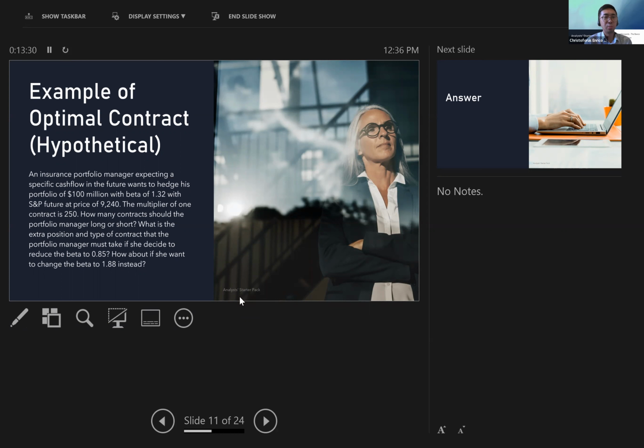What is the extra position and the type of the contract that the portfolio manager must take if she decides to reduce the beta to 0.85? How about if she wanted to change the beta to 1.88 instead? So I will give you a couple of minutes to answer. You can pause the video and go back to see the result. Okay, I assume you already answered your questions by yourself. So let's discuss the result then.